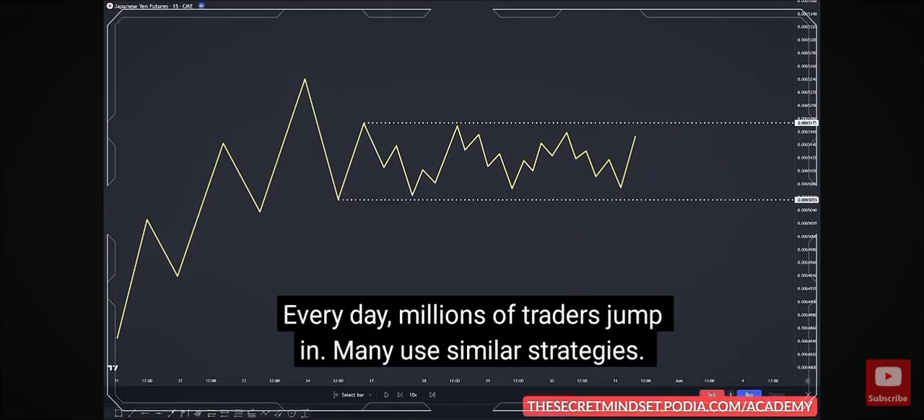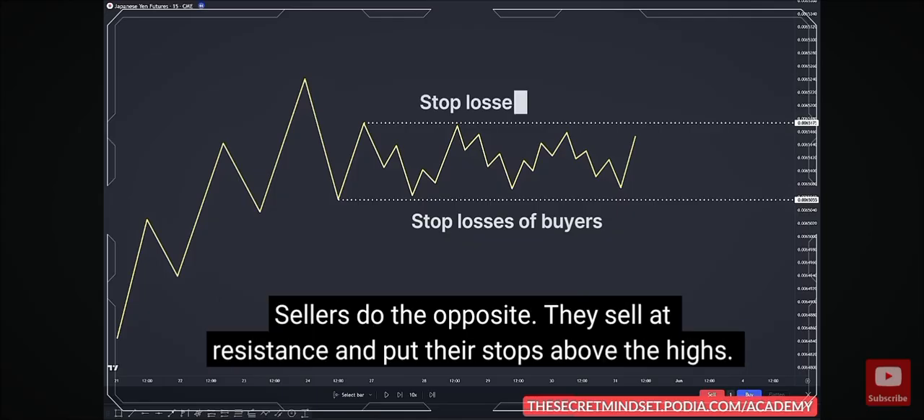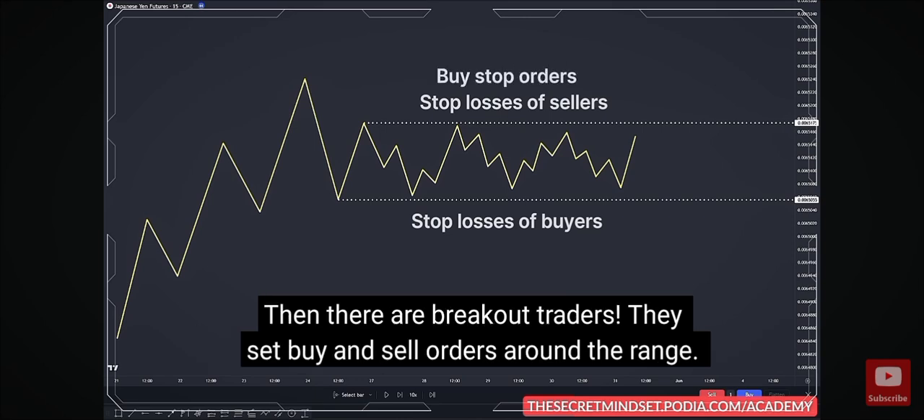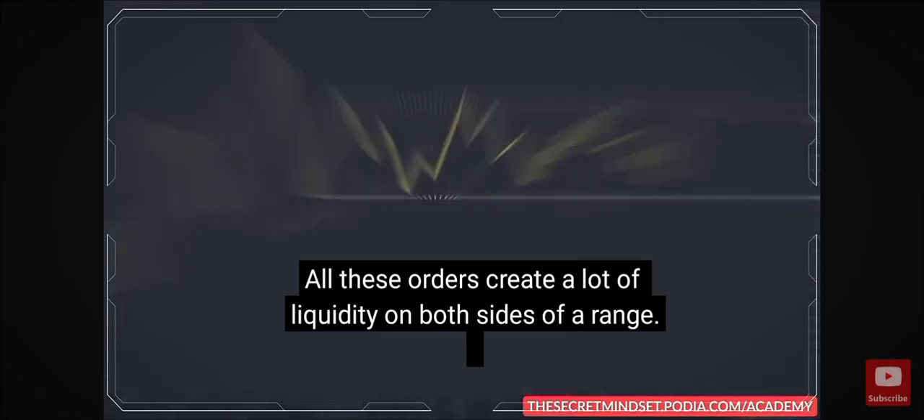Every day, millions of traders jump in. Many use similar strategies. Buyers, thinking the market will go up, buy at support. They put their stops just below it. Sellers do the opposite. They sell at resistance and put their stops above the highs. Then there are breakout traders. They set buy and sell orders around the range. All these orders create a lot of liquidity on both sides of a range.